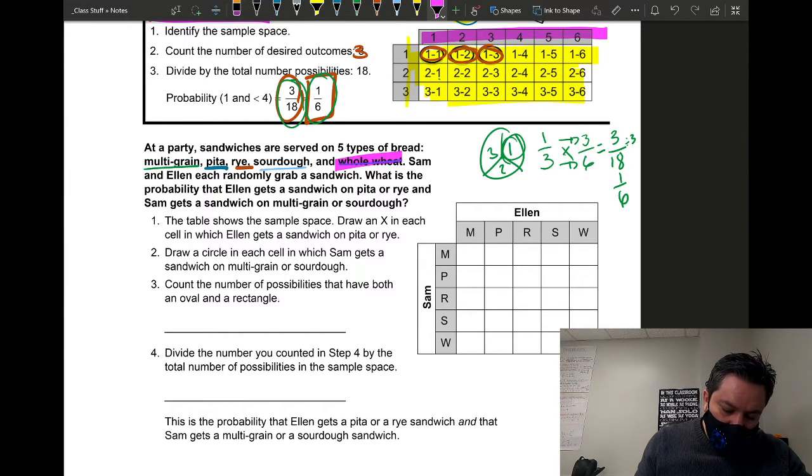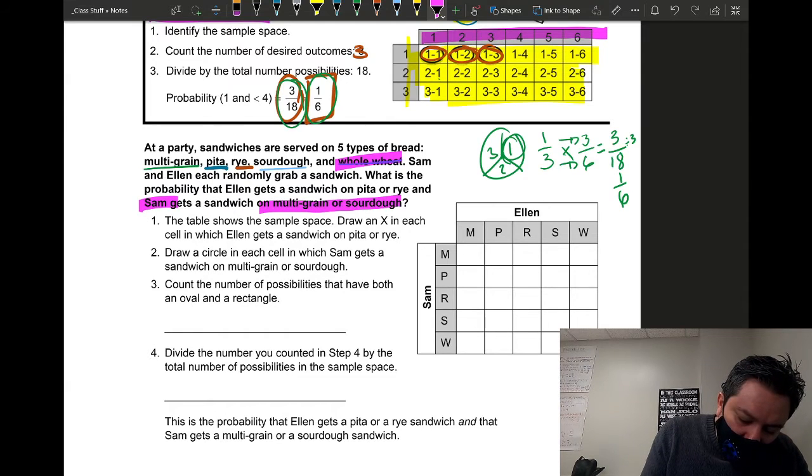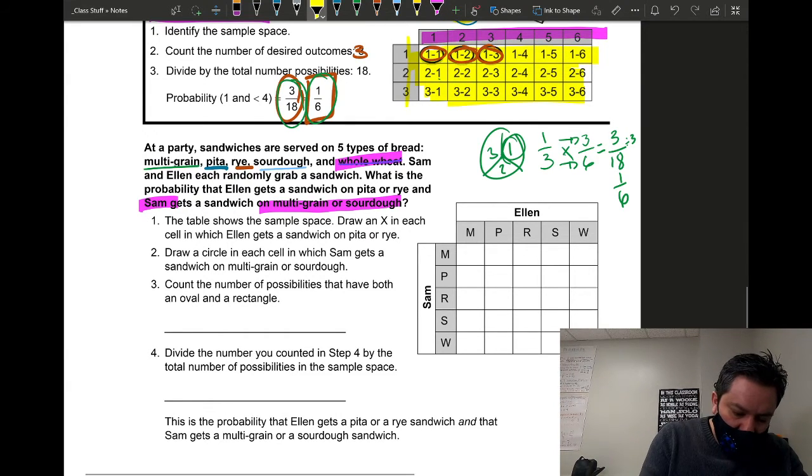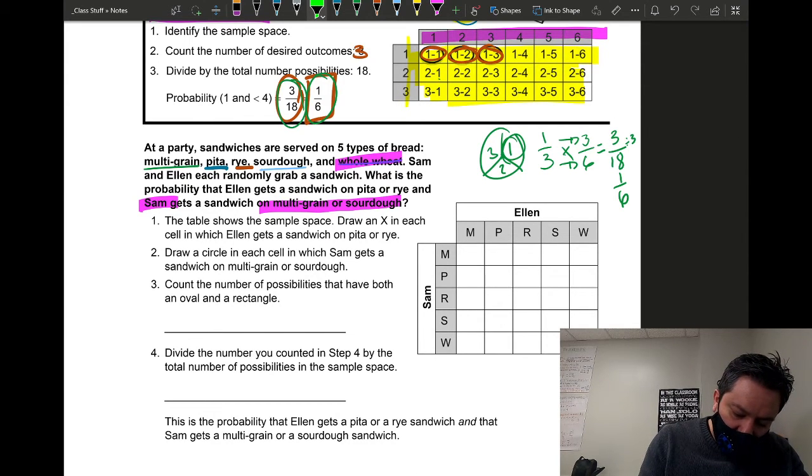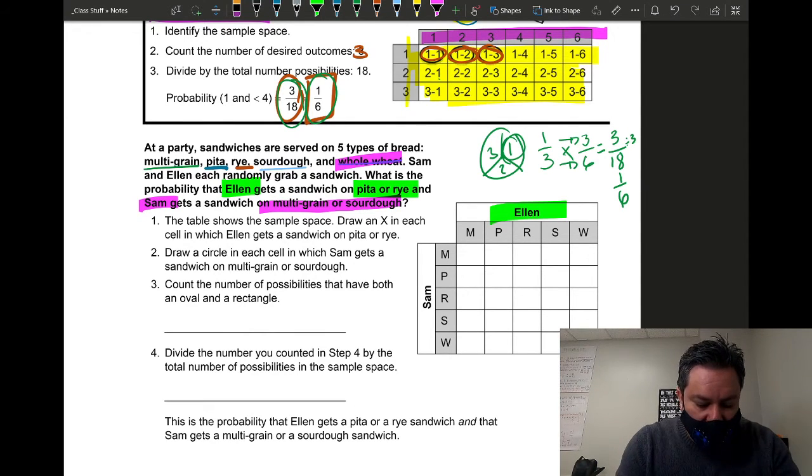And Sam and Ellen each randomly grab a sandwich. What is the probability that Ellen gets a sandwich on pita or rye, and Sam gets a sandwich on multigrain or sourdough? Sam is gonna be multigrain or sourdough, and for Ellen, she wants to get a pita or rye. Okay, so Ellen gets a pita or rye, and Sam gets a multigrain or sourdough.